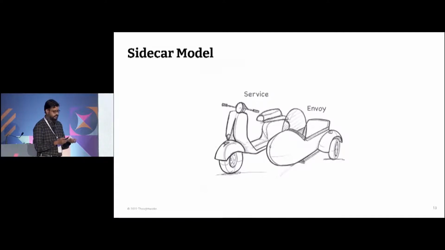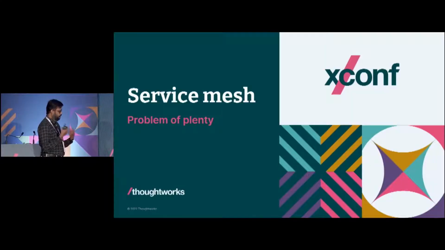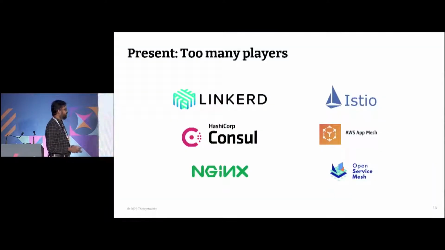Let me quickly talk about the first problem. What we have currently is a problem of plenty. You have Linkerd, you have Istio, you have HashiCorp Consul, you have AWS App Mesh, you have Nginx, you have Open Service Mesh. I actually didn't put a lot more, there's a lot more. Let's say on day one, one of my friends suggested something, or I attended a talk and it looked very fancy, and I bought that idea and went with something like Linkerd or Istio, whatever.